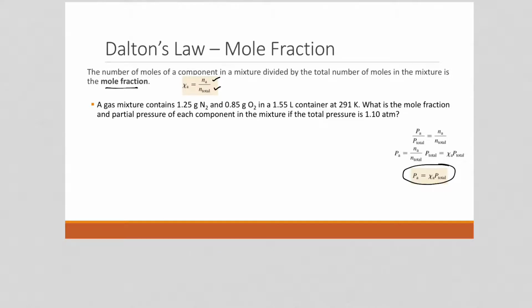So, in this particular problem, we're told that we have a mixture of gas that's 1.25 grams nitrogen and 0.85 grams oxygen in a 1.55 liter container at 291 Kelvin. We want to know the mole fractions and the partial pressures of each gas. And finally, they tell us that the total pressure is equal to 1.1 atmospheres.